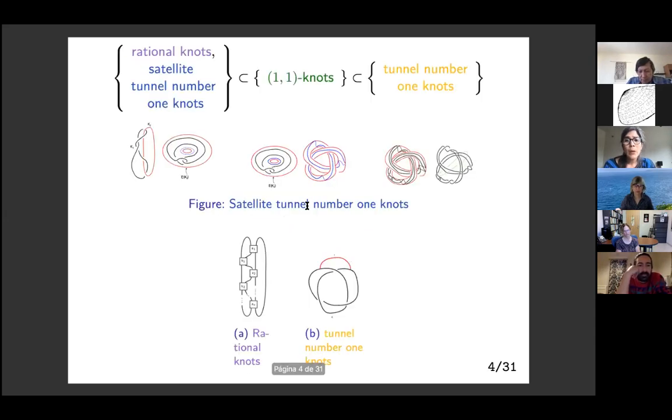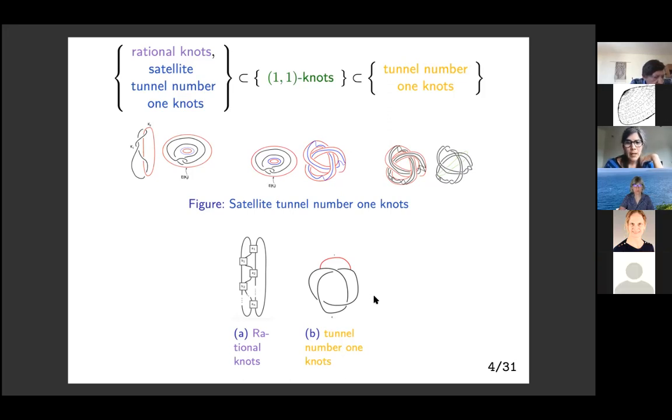These knots are interesting because they belong to the family of tunnel number 1 knots, and they contain rational knots and satellite tunnel number 1 knots. Here, this is just a little reminder of the construction of the satellite tunnel number 1 knots by Morimoto and Sakuma, and a little picture of the rational knots. Tunnel number 1 knots are knots which admit an arc so that the complement of the graph given by the arc union the knot is a handlebody of genus 2.